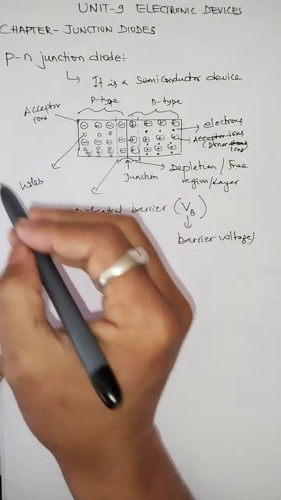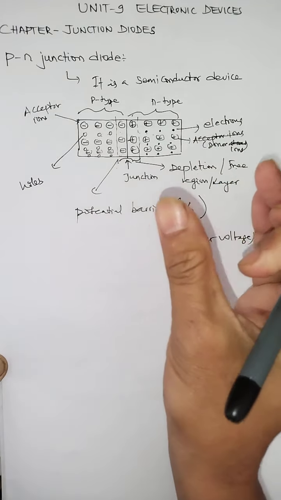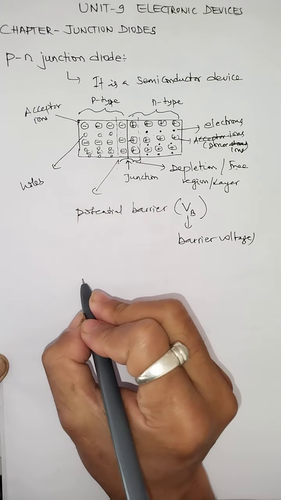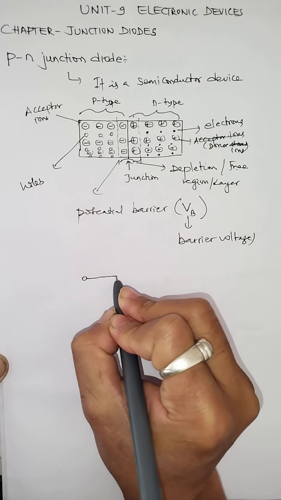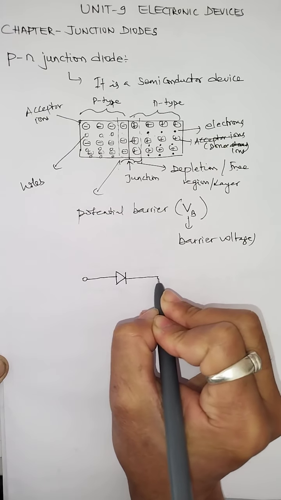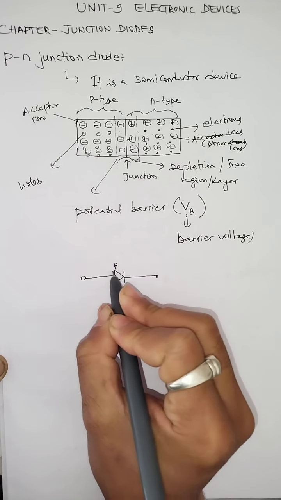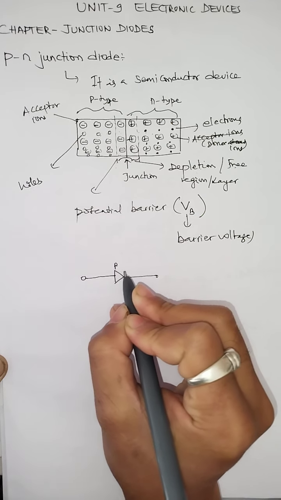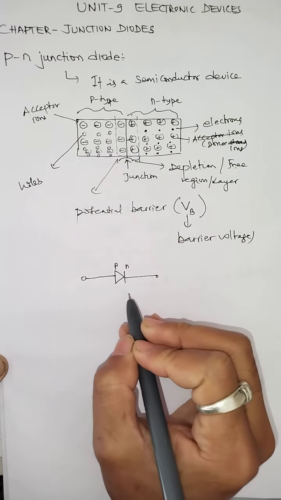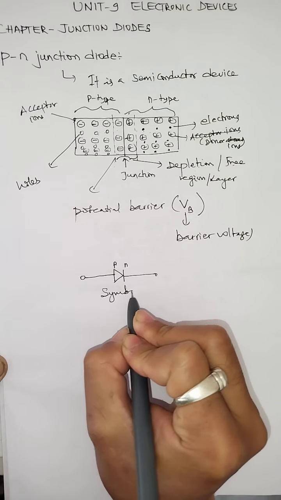Therefore, this device and this arrangement, which is formed by connecting p-type and n-type semiconductor, is also known as a p-n junction diode. Now there is a symbolic form of the p-n junction diode, so we can represent it in symbolic form also. This is the symbolic form. The triangle with the arrowhead is called p-type, and this leg terminal part is called n-type. So this is the symbol that we use for the p-n junction diode.